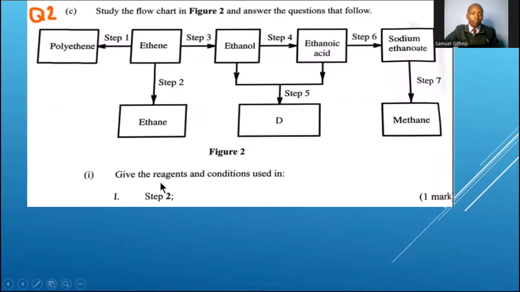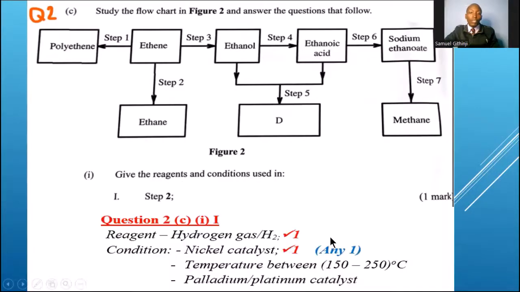Now, Roman 1. Give the reagents and conditions necessary for step 2. Step 2, this one, we said it's hydrogenation. For hydrogenation, you need a catalyst, and of course the reagent is hydrogen. So there it is, the reagent, hydrogen gas. Remember, you can as well write in the formula there. The condition, you need a catalyst, specifically nickel catalyst.